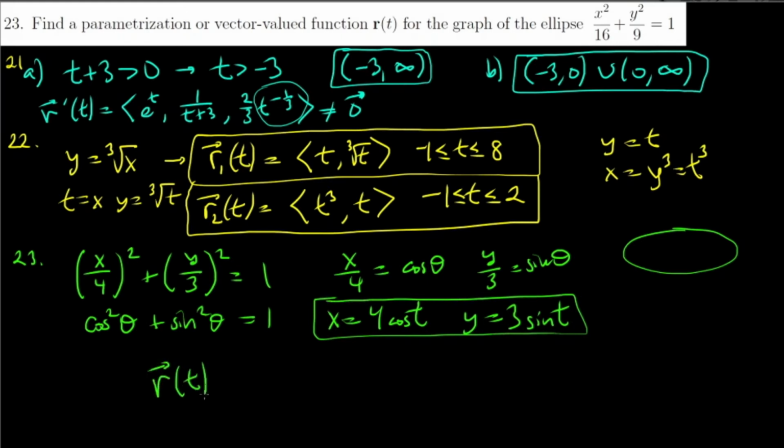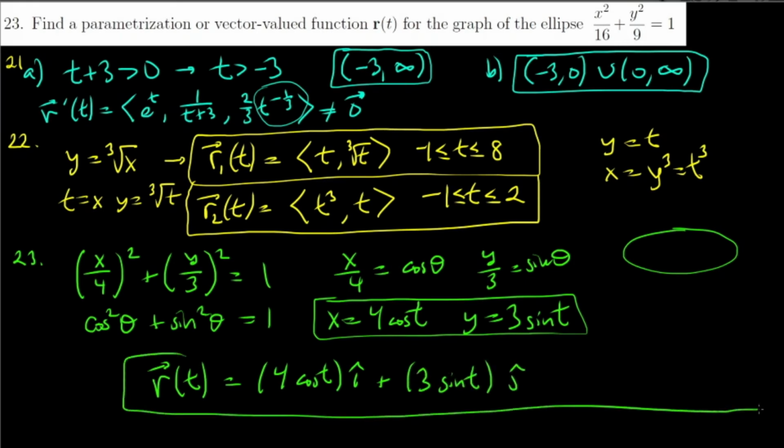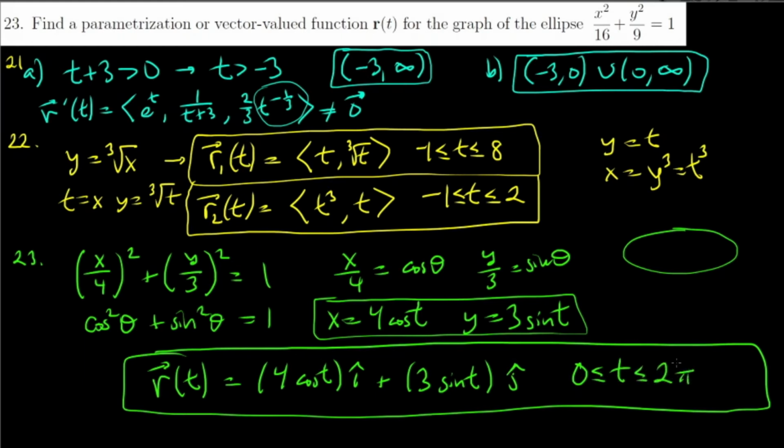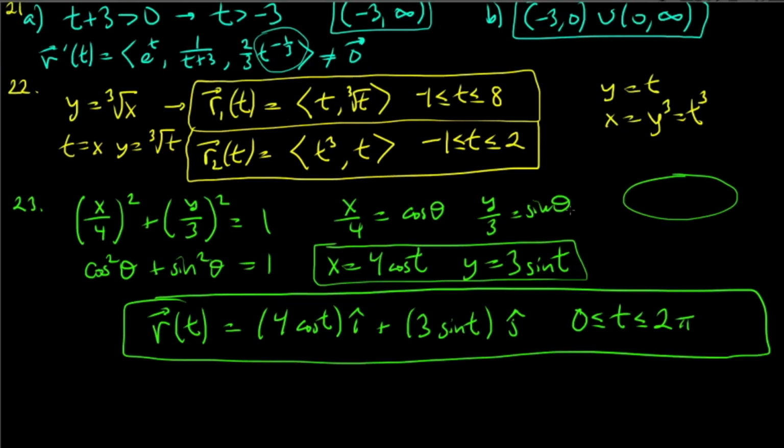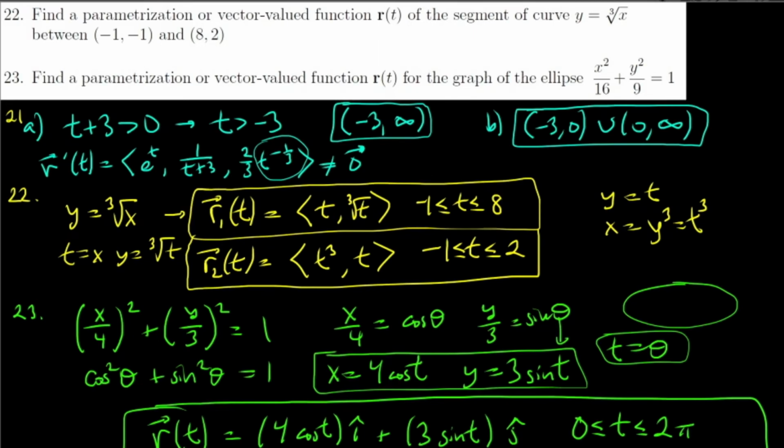So those are the parametric equations of the ellipse. Let's write it as a vector valued function, of course. So you get 4 cosine of t times i plus 3 times the sine of t times j. And if we want the entire ellipse, remember t goes from 0 to 2 pi, since that's the angle, at least it is in this case. t does not have to be the angle, but in this case t is theta. I just interchange the theta and t here. So that's probably the most direct way to get that.